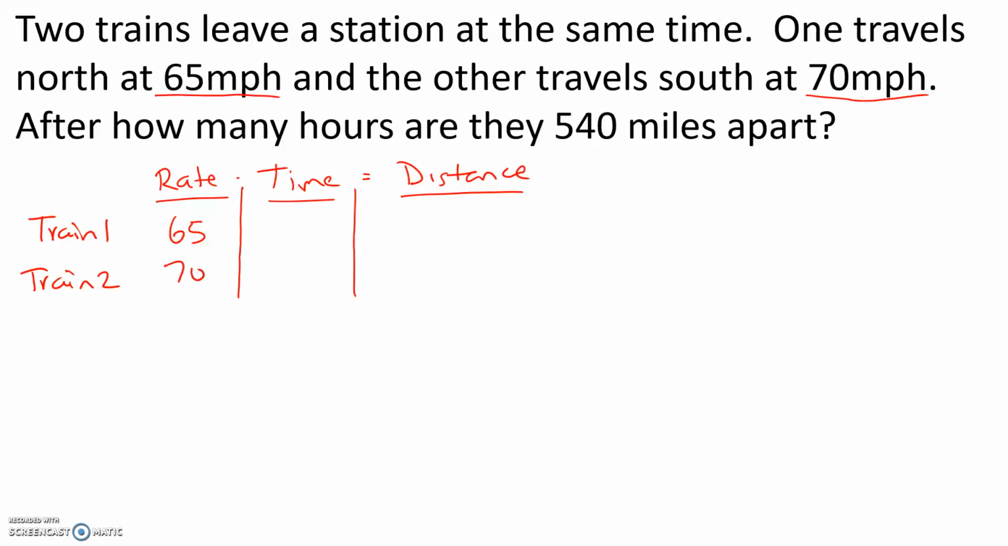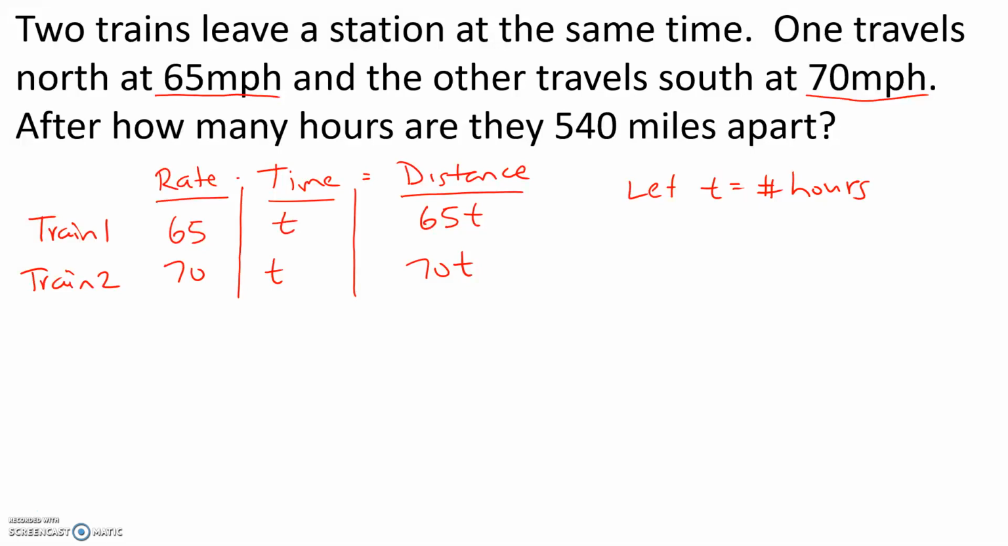After how many hours? So the question is, after how many hours? So we're going to say let t equal the number of hours. That's what we're looking for. Therefore, this is our variable. So the time will be t and t. Now, for the distance, you never want to put a numerical value in the last column. The last column should always be the product of the first and second column. So this is 65t, and 70 times t is going to be 70t.